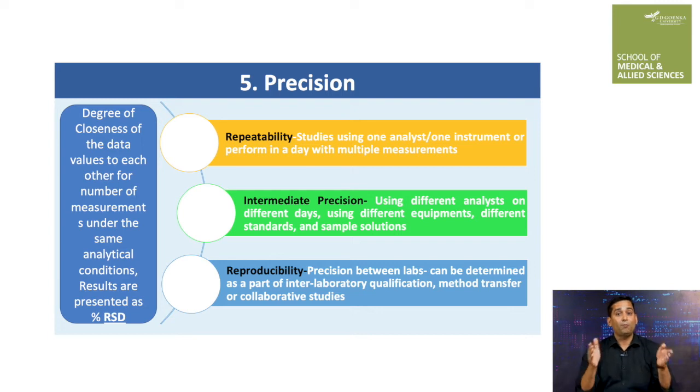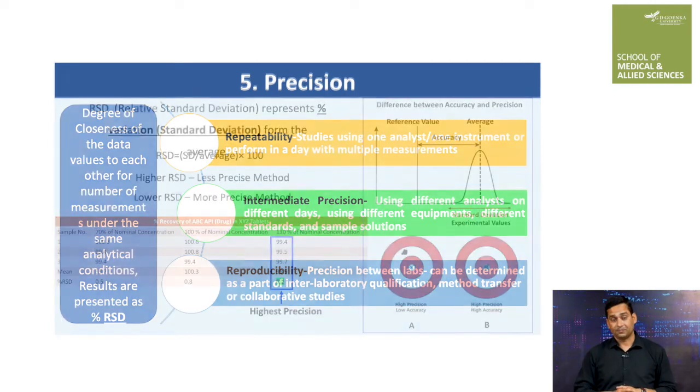The third type of precision is reproducibility. It is also called precision between labs. Reproducibility can be determined as a part of inter-laboratory qualification, method transfer or collaborative studies. In a simpler way, precision helps us to show that once an analytical method is validated, it can produce consistent results whether studies are performed by different analysts on different days on different instruments.